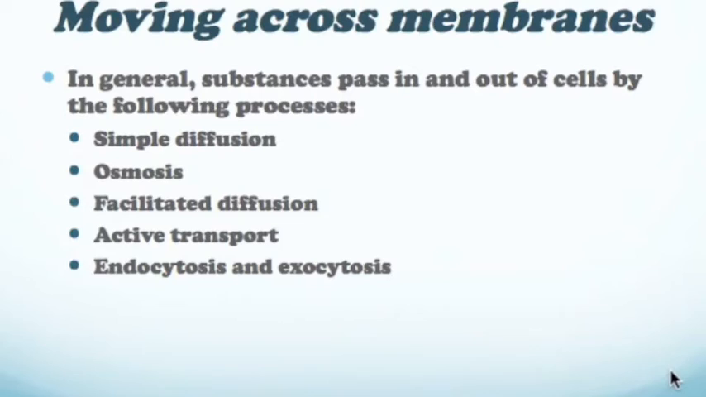So when we talk about substances moving across cell membranes, we talk about the following processes: simple diffusion, osmosis, facilitated diffusion, active transport, and when we talk about the movement of bulk substances, it's via endocytosis and exocytosis.